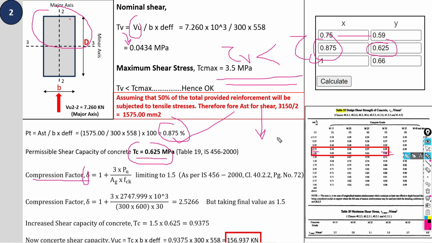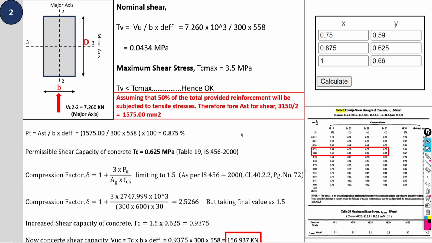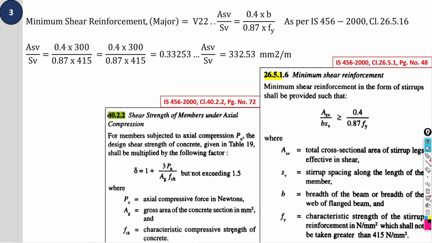In that situation, the heap is under compression. The same example is applicable here: you can increase the concrete strength when it is under compression. That is given in the IS code itself. As you can see, the shear strength of a member under axial compression can be increased by this factor. Whatever shear capacity you get, you can increase it, but it is limited to a maximum of 1.5.